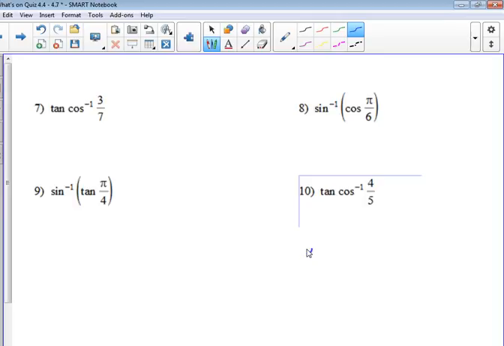Okay, where you had two functions. Sometimes they canceled each other out, but the basic idea was you started inside out, right? Are any of these going to be found on the unit circle? Yeah, we could look at number 8, right? If we started here, we'd start inside. What is the cosine at pi over 6?